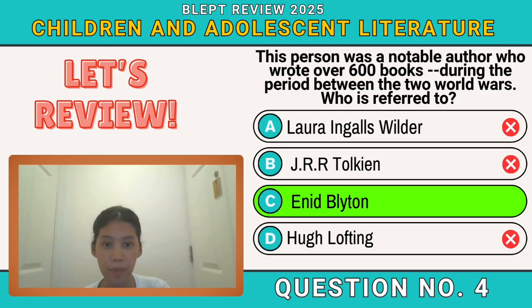Letter A, American author, teacher, and journalist best known for the Little House series. Letter B, known for his epic fantasy novels including The Hobbit and The Lord of the Rings. Letter D, best known for the Dr. Dolittle series about a doctor who can speak to animals.